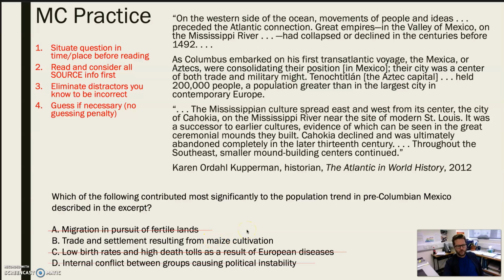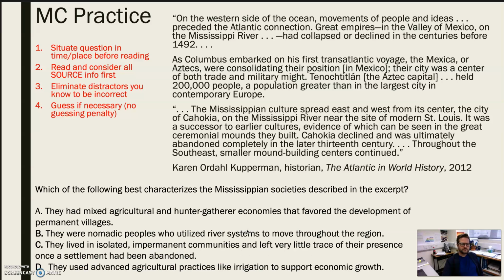All right, let's look at one more. So, same prompt. Here's the question. Which of the following best characterizes the Mississippian societies described in the excerpt? All right, so that right there is automatically, we know this is the third part of it. That's what's talking about the Mississippian societies, okay?